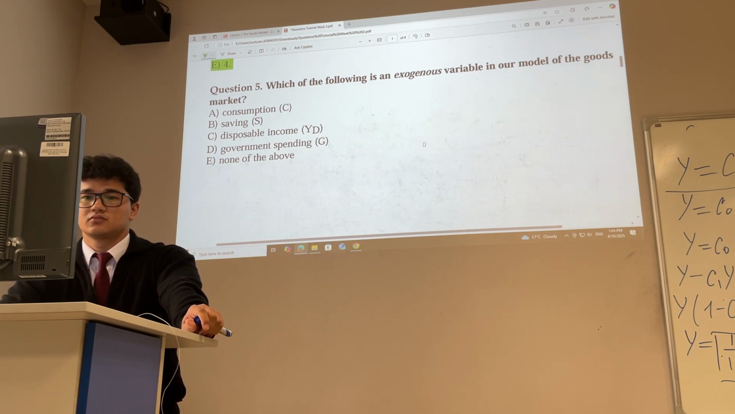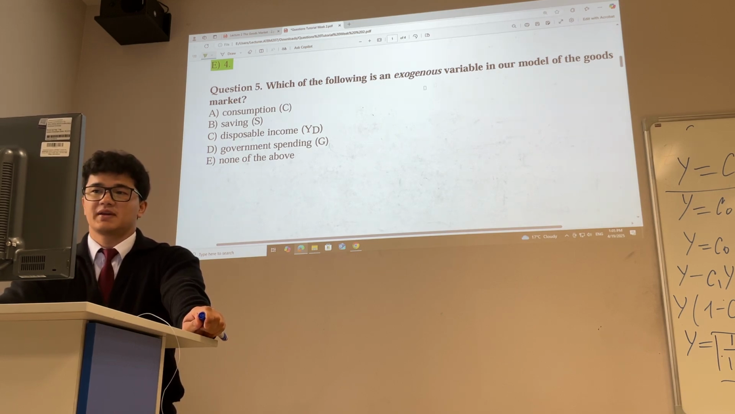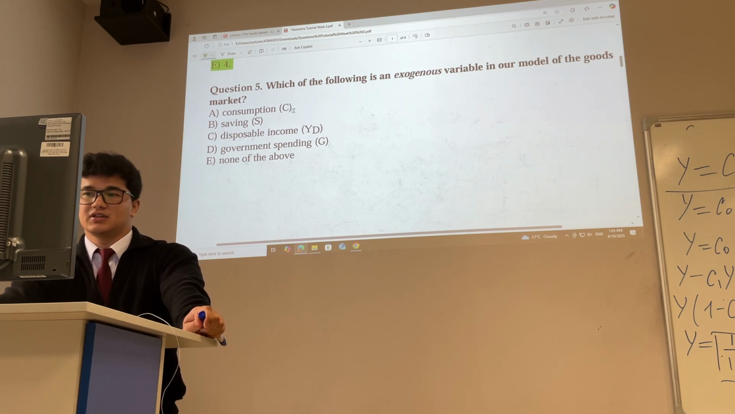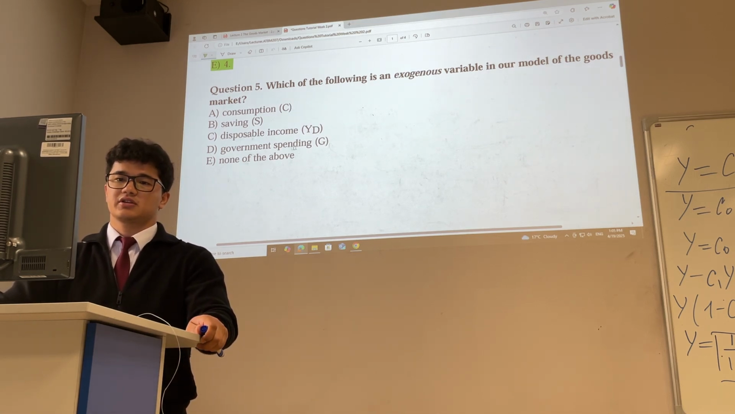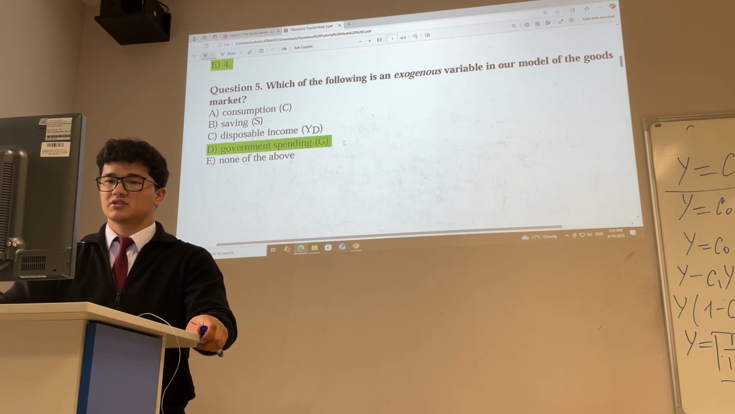Government spending. Yes, government spending is exogenous. Consumption is endogenous. Savings also endogenous. Disposable income also endogenous. So only government spending is exogenous.